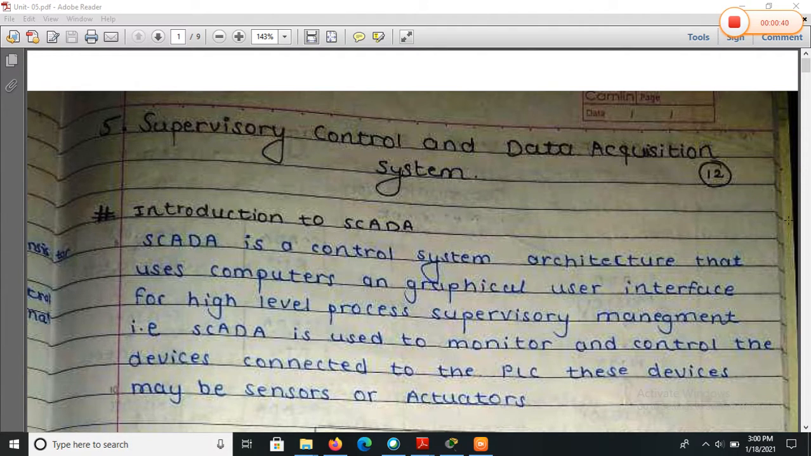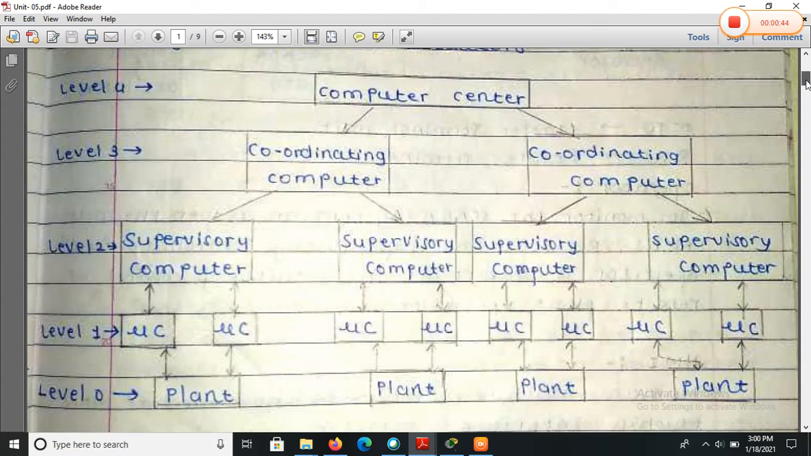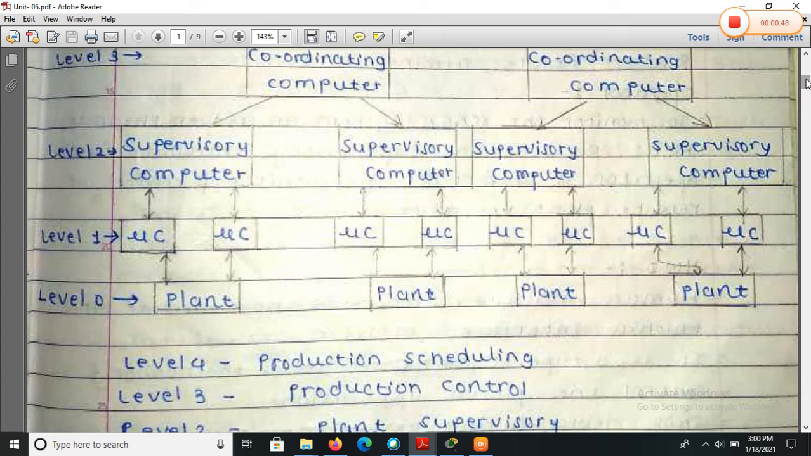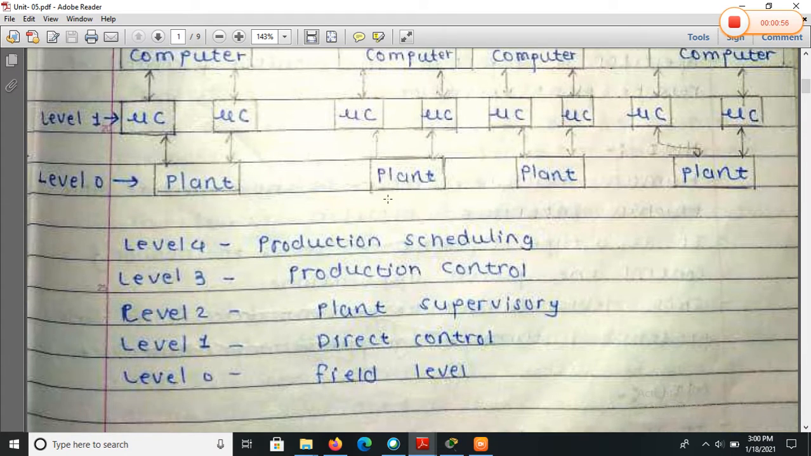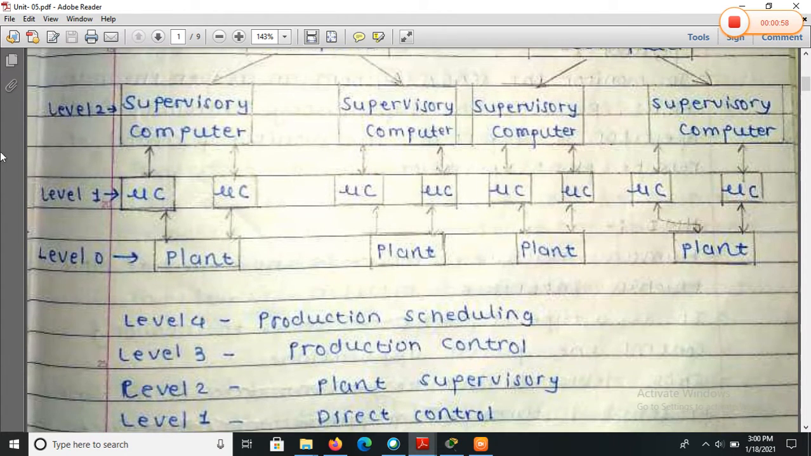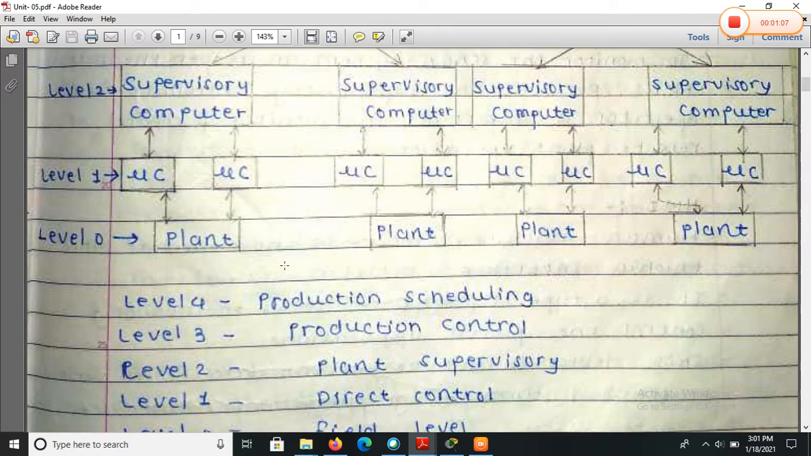Now, this is the actual diagram of the PLC. At level 0, means at the low level, this is a plant. This plant contains the field devices like sensors or actuators. These sensors and actuators are controlled by level 1, the microcontrollers. This is called the direct control level.